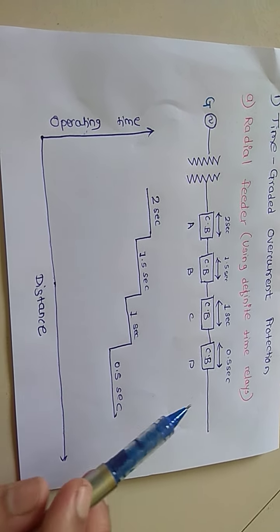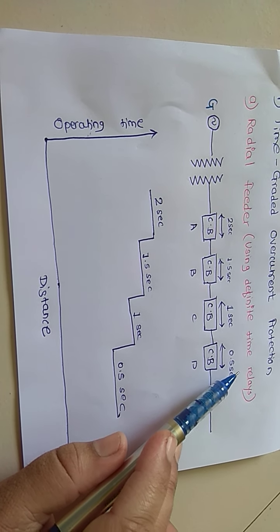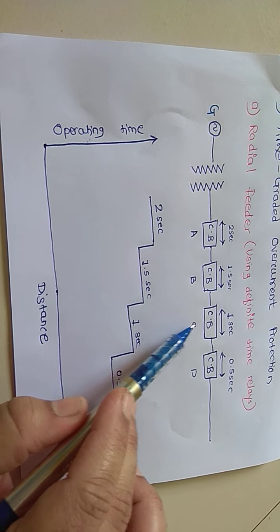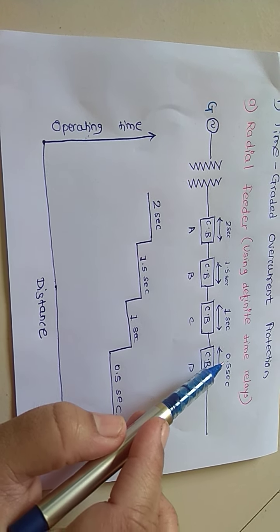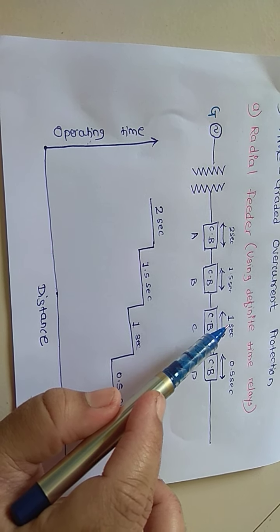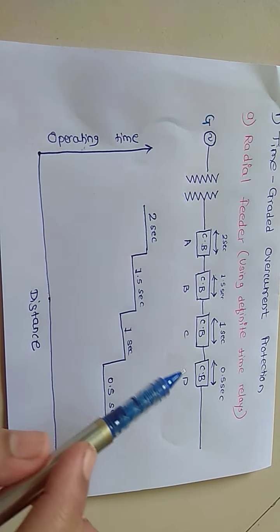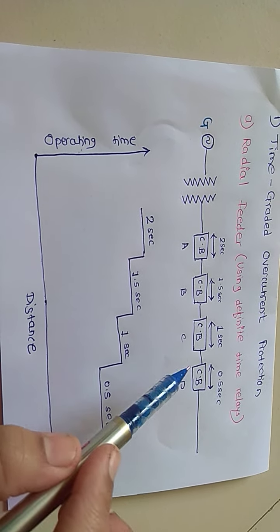Thus relay D has an operating time of 0.5 second, while relay C has 1 second. That is, an addition of 0.5 second to D gives 1 second. Then adding another 0.5, it will be 1.5. Then like that, 2 seconds. That is, all these relays have different operating times.